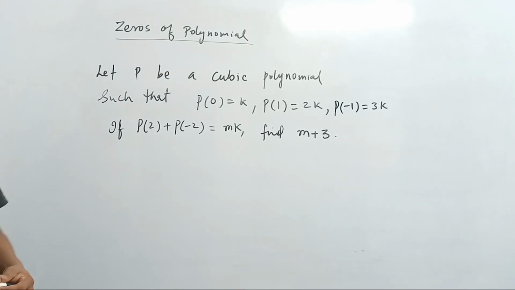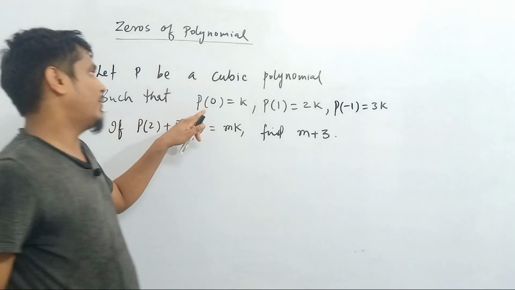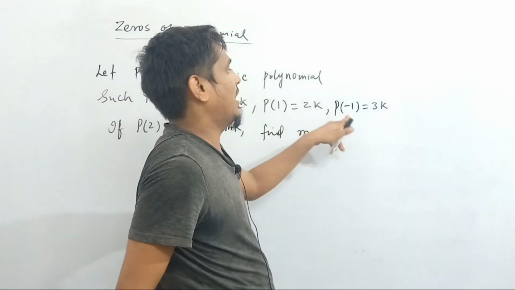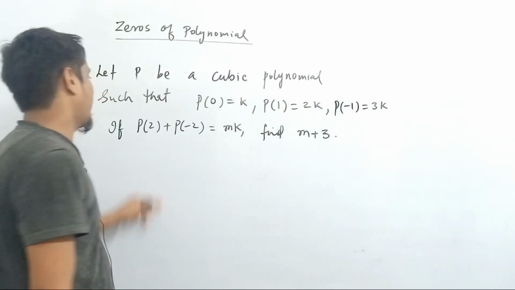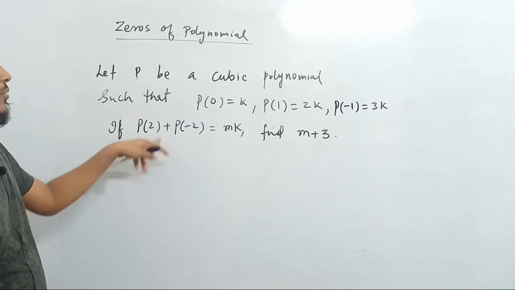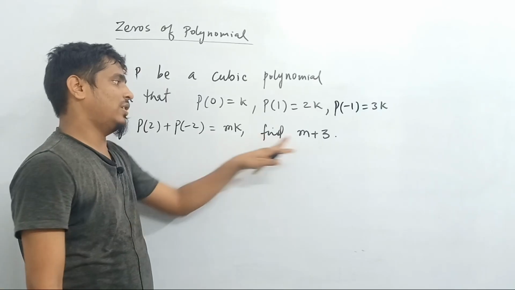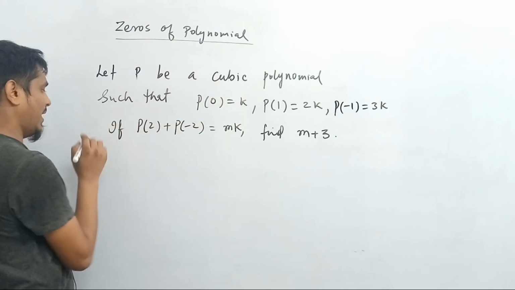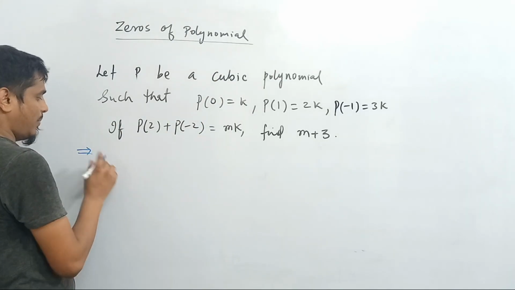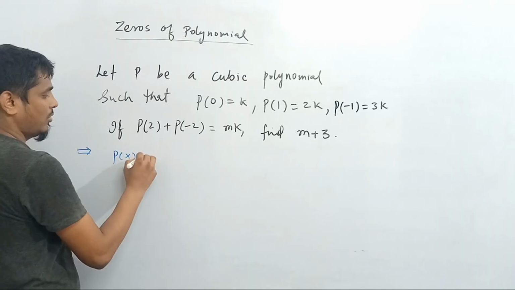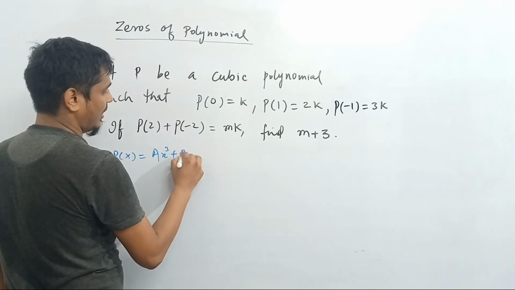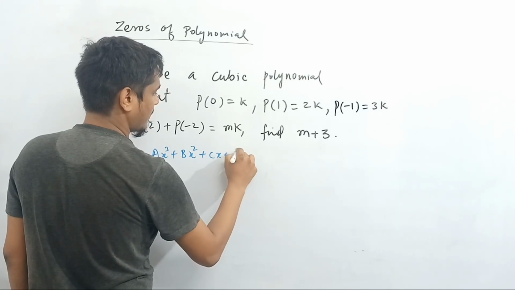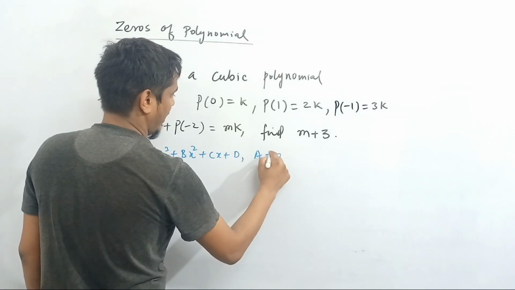So we have been given a cubic polynomial such that the value of the polynomial at 0 is k, the value at 1 is 2k, and at minus 1 is 3k. Further, we have been given this condition: the sum of the values at 2 and minus 2 is equal to m times k. Then we need to find the value of m plus 3. So as the polynomial is cubic, let's take the standard form of the cubic polynomial. Let p(x) is equal to ax cube plus bx square plus cx plus d, with the condition that the leading coefficient should not be 0.